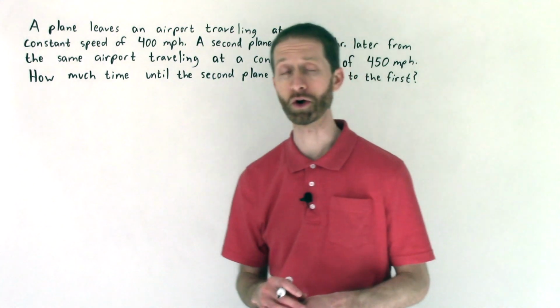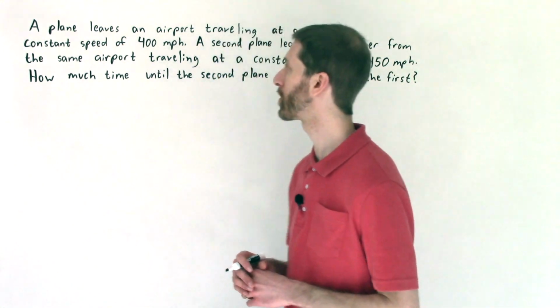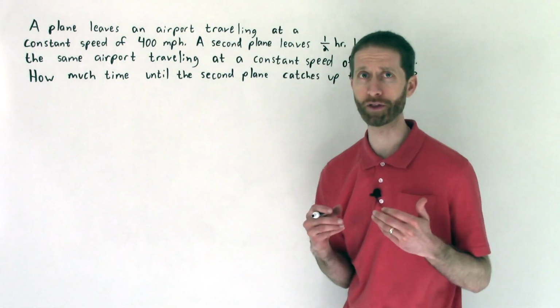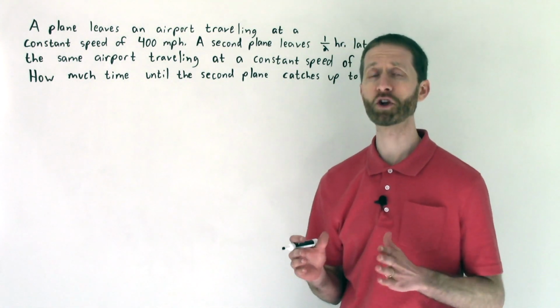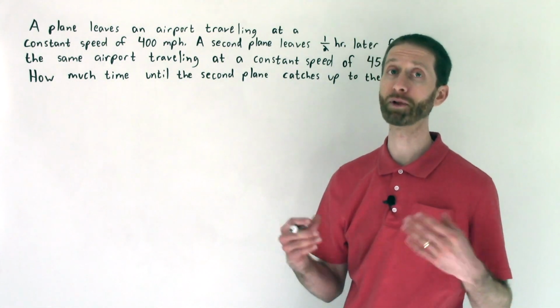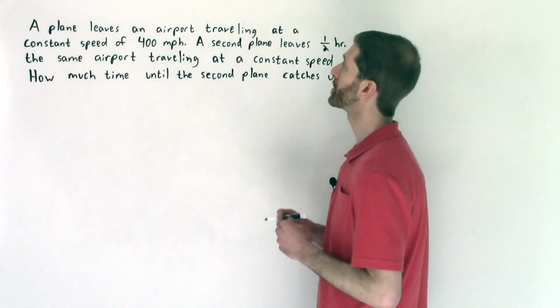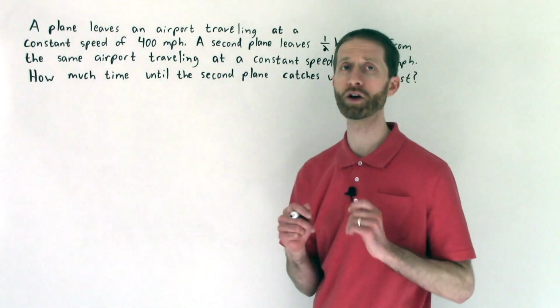Oh my goodness. So how do we handle that? Now this is one of those problems where I just need to read the whole thing out. It was pretty long. Now let's go back and actually translate it step by step like we do with all our word problems. A plane leaves an airport traveling at a constant speed of 400 miles per hour.